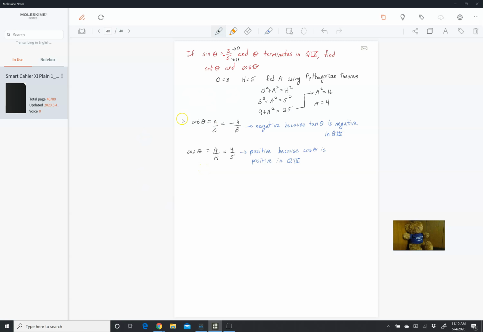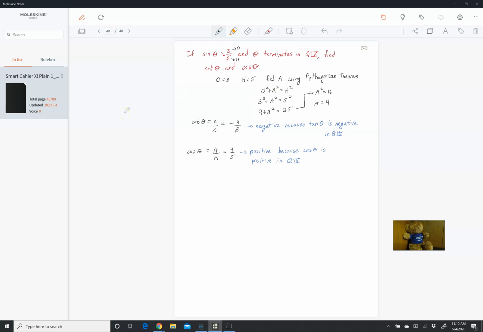Okay, let's take another example. So notice that the fact that it's saying that theta terminates in quadrant 4, the only extra step that you have to consider beyond what we did in the past is: is your trig function positive or negative? If your trig function is negative in that quadrant, then you're going to make your answer negative. If the trig function is positive, you're going to make your answer positive. Okay, now this is one way to ask this question. I'm going to ask it in a slightly different way.